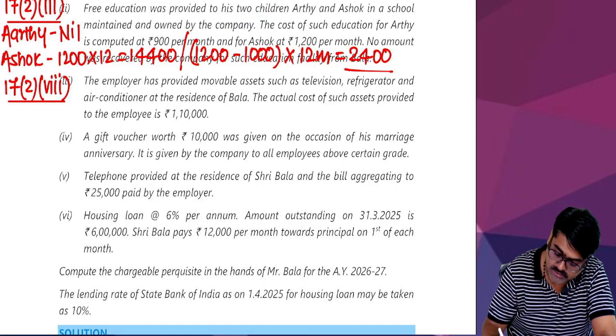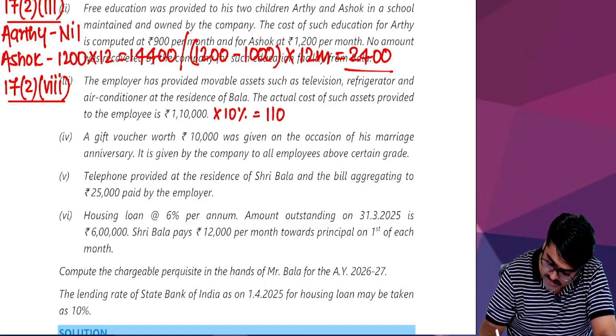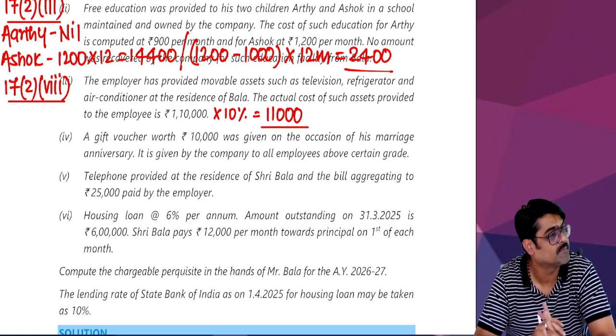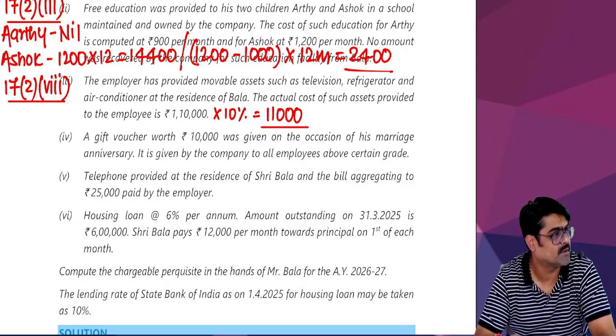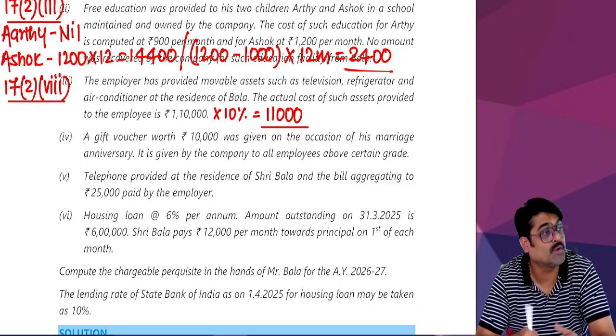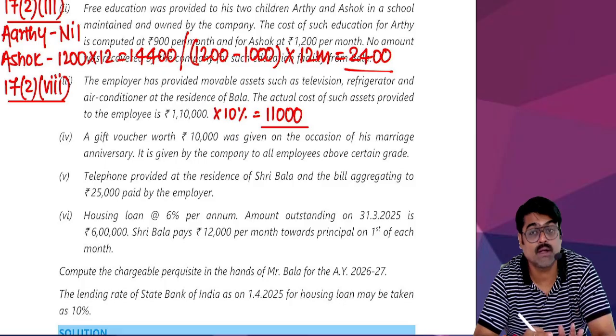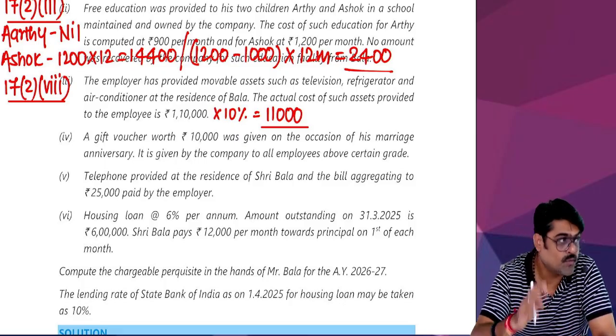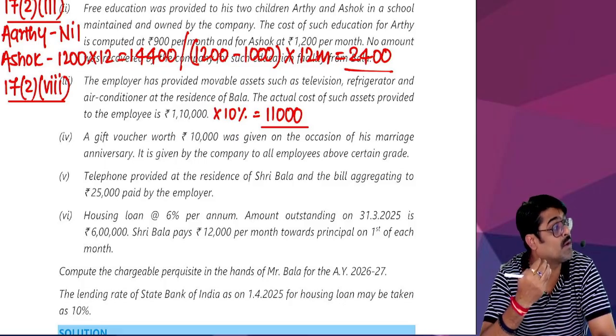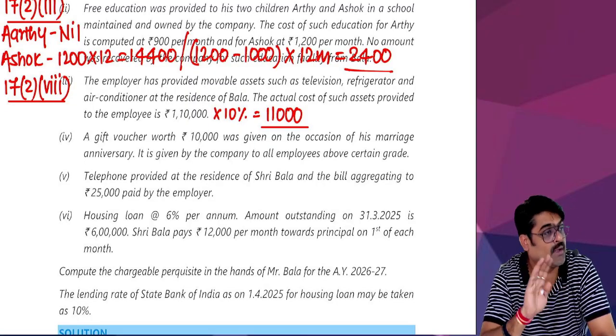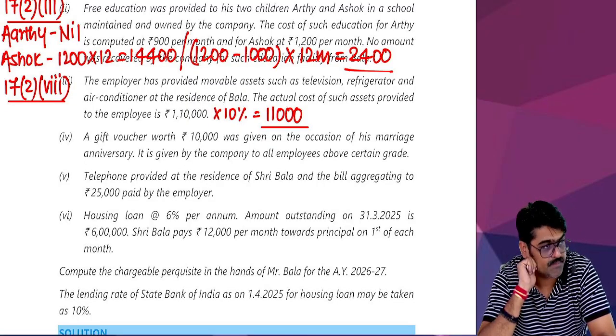Do you have the actual cost? Can you calculate 10%? It will be 11,000. And this 11,000 benefit will be taxable fully. Why? Because nothing is mentioned about the number of days or months of use. So we'll assume that they are provided for use for the full year, and Bala has used them for the full year. So the full year's value, 11,000, will be taxable.